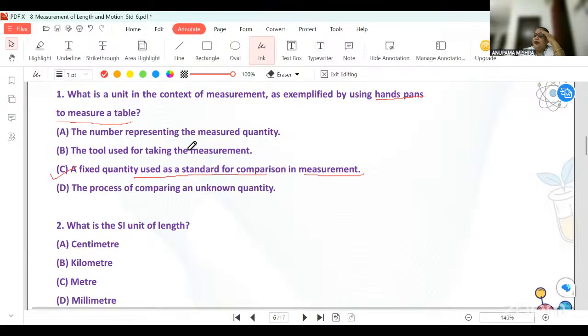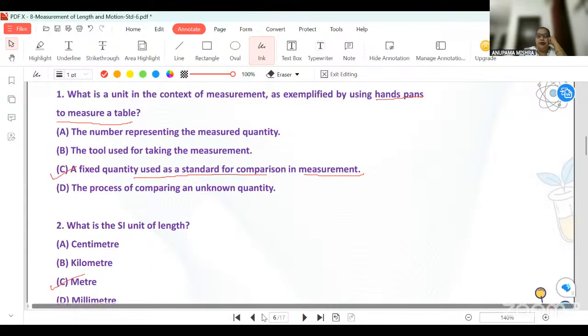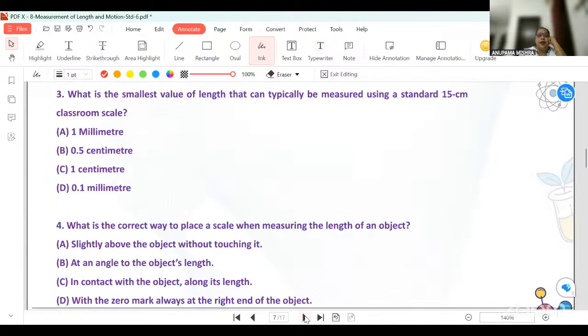Only one child has written C. Either it is a centimeter, kilometer, meter, or millimeter. I have taught you right now what is the standard unit of length. Standard unit of length is your meter, according to the standard international unit of length.